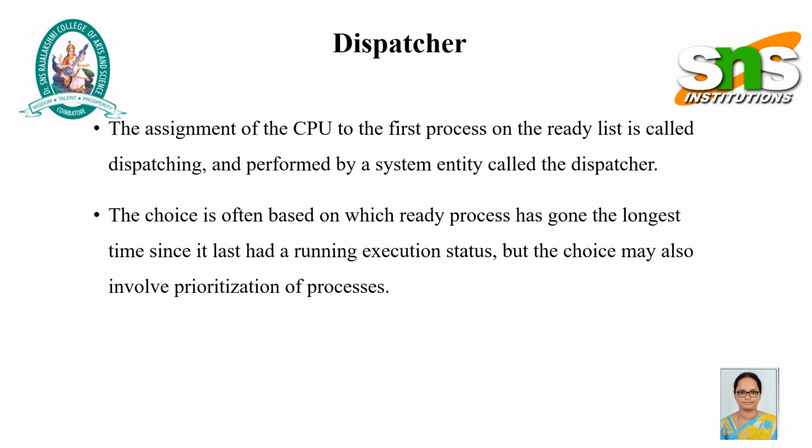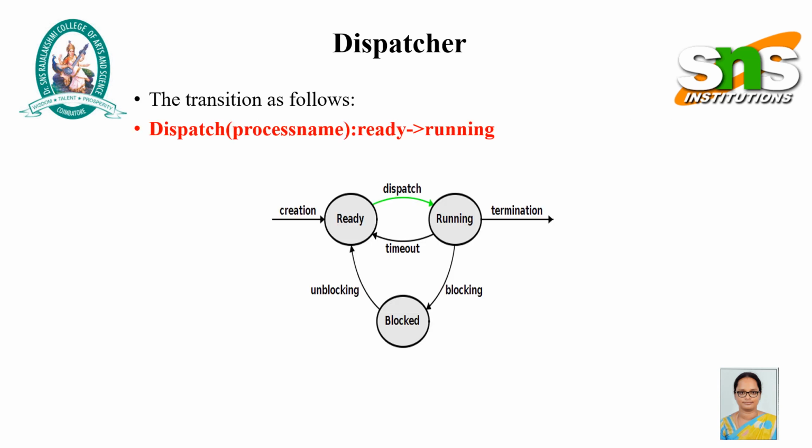Dispatcher. The assignment of the CPU to the first process on the ready list is called dispatching and is performed by a system entity called the dispatcher. The choice is often based on which ready process has gone the longest time since it last had running status, but the choice may also involve prioritization of processes. The transition is as follows: dispatch process name, ready to running.